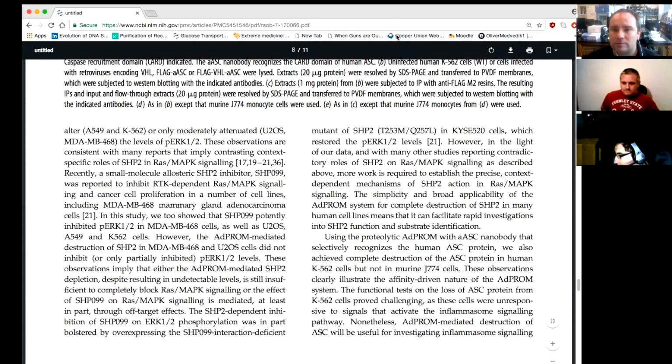Well, as you mentioned, currently it needs to be imported using a vector and expressed in the cell. But maybe we can take this system and fuse it to a cell-penetrating peptide like HIV-TAT. Or maybe rather than using the monobody or the antibody, we could use an alpha body, which is already cell-penetrating, as I understand it. Yeah, so those are ways to overcome that limitation.